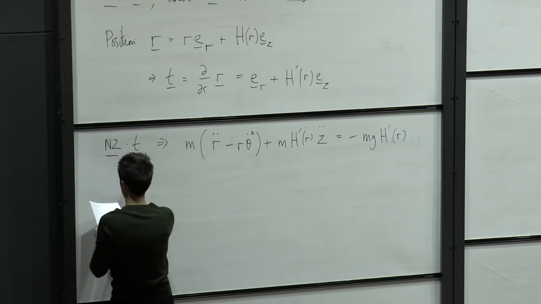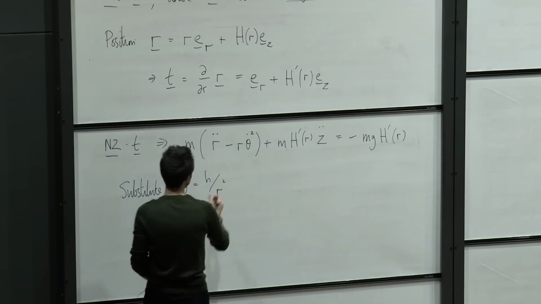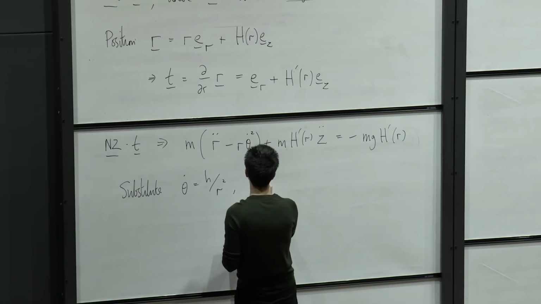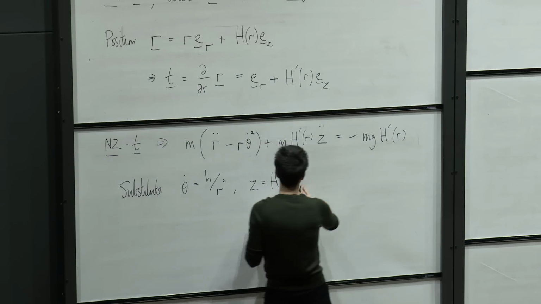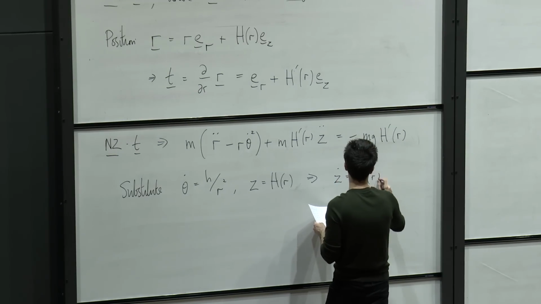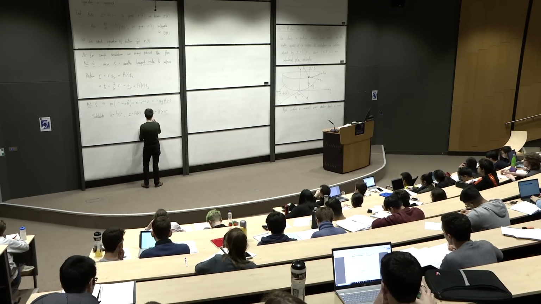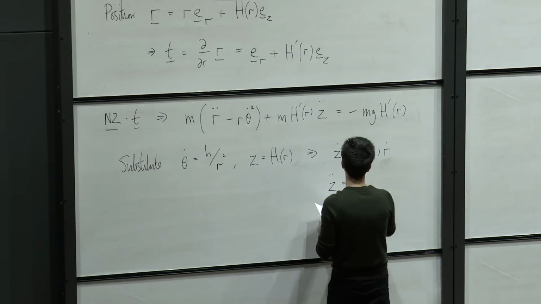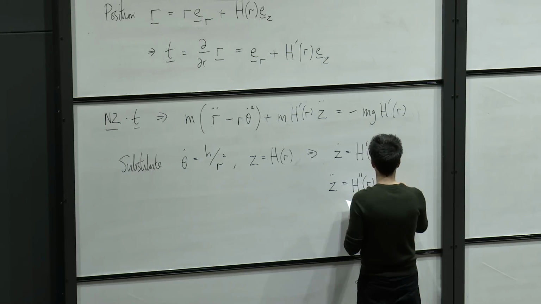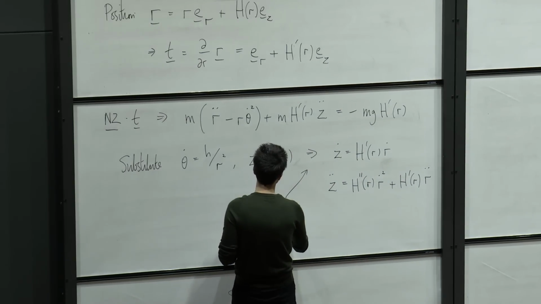And then following our remark above, we can substitute for theta dot. So theta dot is little h over r squared. So I can substitute that in for theta dot squared in the line above. And moreover, remember that z is capital H of r. And so then by the chain rule, that implies that z dot is h dashed of r, r dot. And similarly, I can compute z double dot by taking another time derivative. So that's h double dashed of r, second derivative of h with respect to r, r dot squared, plus h dashed of r, r double dot. So that's the chain rule that we've used there.